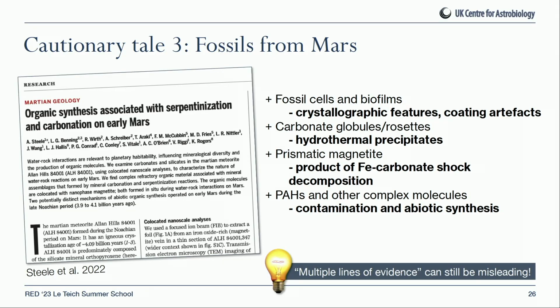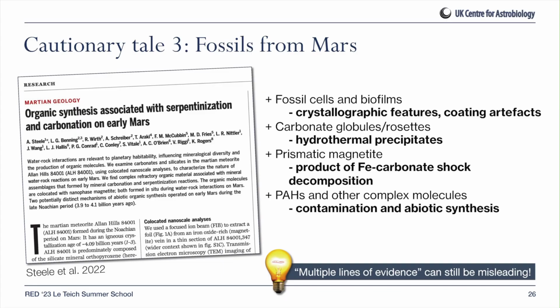But what's happened is that one by one, each of those lines of evidence has turned out to have a simpler explanation that maybe actually fits the data a bit better. So the structures that look like fossil cells seem to be something to do with the edges of crystal lattices combined with the stuff that's used to coat these for electron microscopy. The carbonate globules have now been explained in terms of hydrothermal alteration that precipitates carbonate minerals. The little magnetite crystals can be interpreted as the product of the shock decomposition of iron carbonates during an impact event. The polyaromatic hydrocarbons, there are actually other complex molecules as well, but those are probably contamination from the Earth. But we can understand pretty well now how you can get fairly large aromatic compounds on Mars through various abiotic synthesis pathways. Work on this continues.